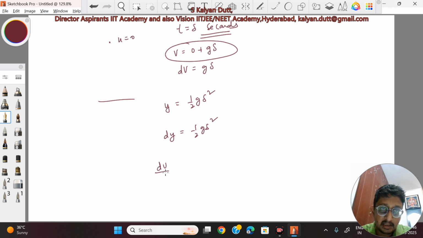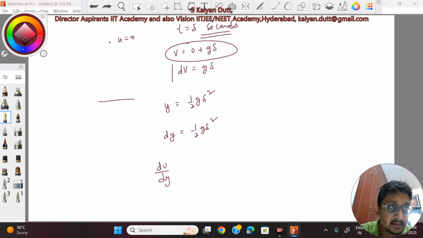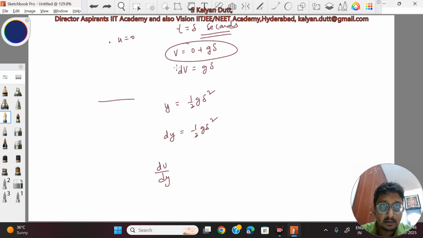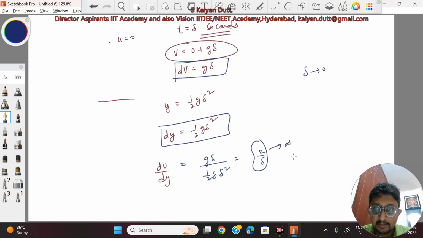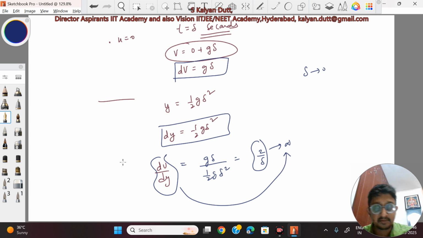And if I do dv by dy, I have dv here and I have dy here. So dv by dy gives me g delta t by half g delta t square. So it is giving me 2 by delta t, and as delta t tends to 0, this shoots up to infinity. So you see dv by dy is tending to infinity at that moment when the particle is at the highest point. So that is the explanation.